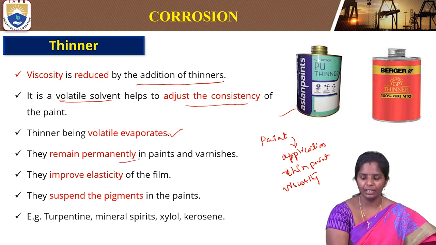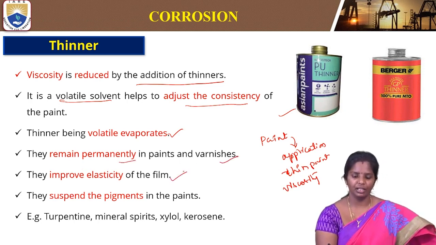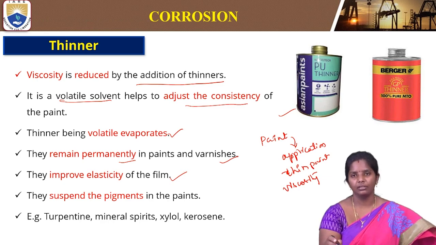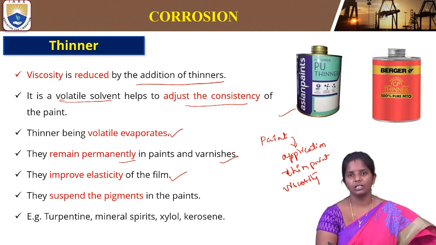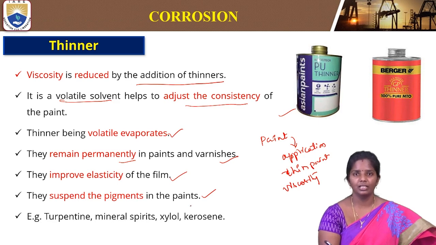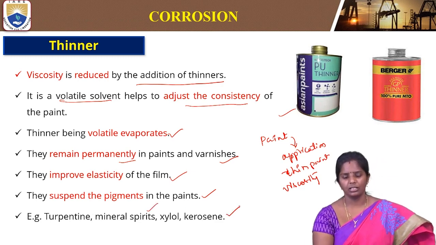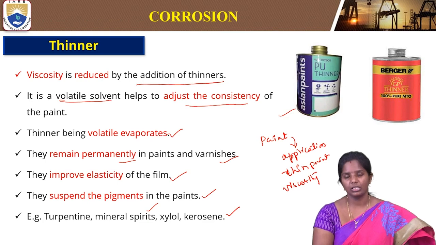So they do not remain permanently in the paints and vanish, and it will improve the elasticity of the film. So it will reduce the viscosity and also increase the elasticity of that film. Then they suspend the pigments in the paints. So it will help in mixing or suspending the pigments into the paint. So examples are turpentine, mineral spirits, xylene, kerosene, etc. These are some of the thinners that are used in paints.